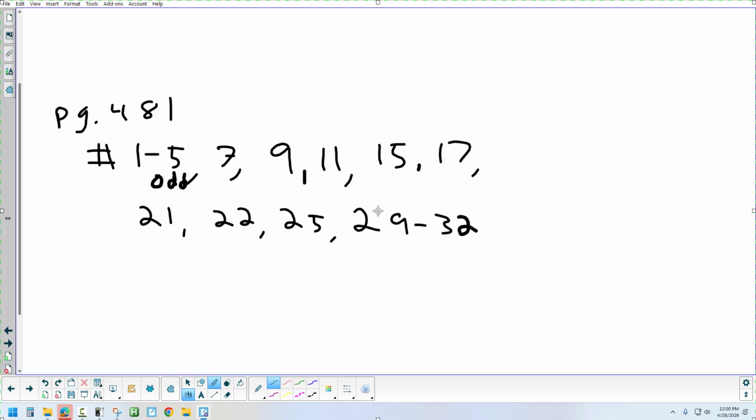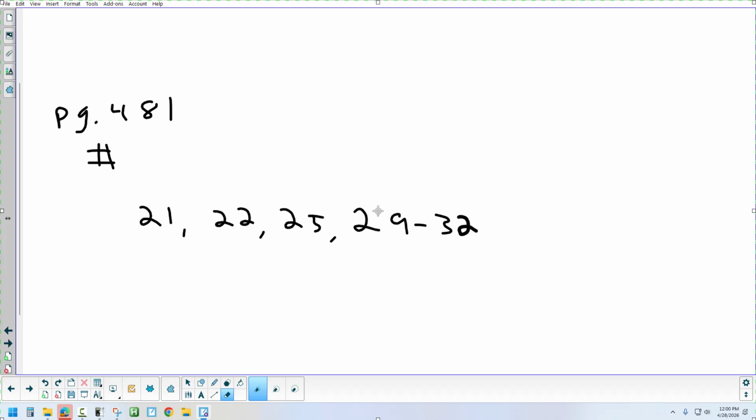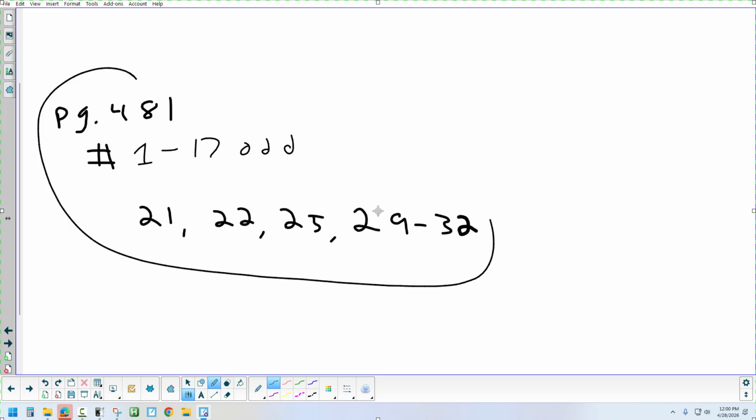Actually, I think I could simplify that. 1 through 135. So it's 1 through 17, odd. That's the same thing. I just shortened how I wrote it.